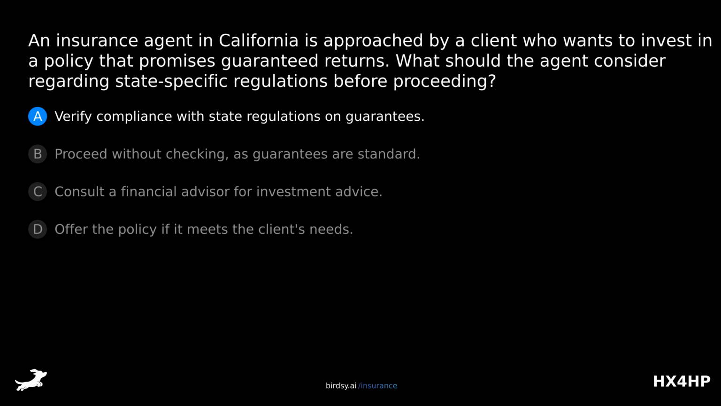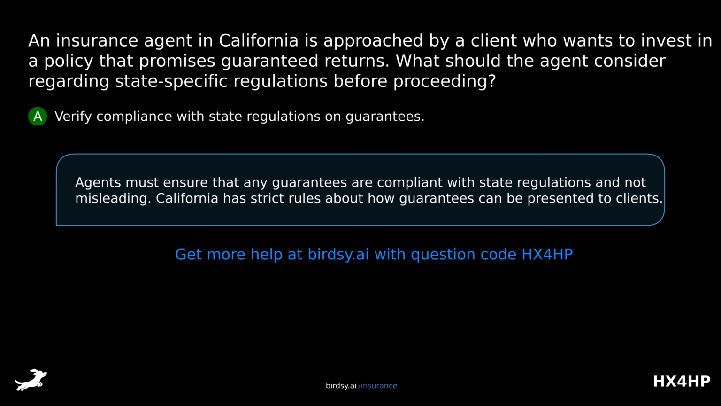Is it A, verify compliance with state regulations on guarantees, B, proceed without checking as guarantees are standard, C, consult a financial advisor for investment advice, or D, offer the policy if it meets the client's needs? The answer is A, verify compliance with state regulations on guarantees. Agents must ensure that any guarantees are compliant with state regulations and not misleading. California has strict rules about how guarantees can be presented to clients.